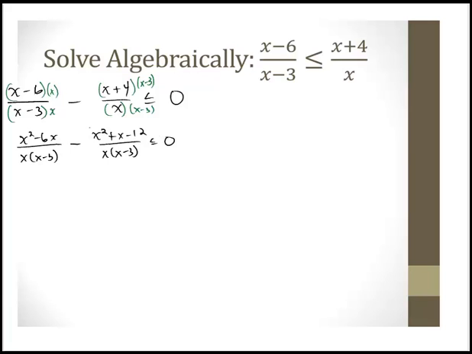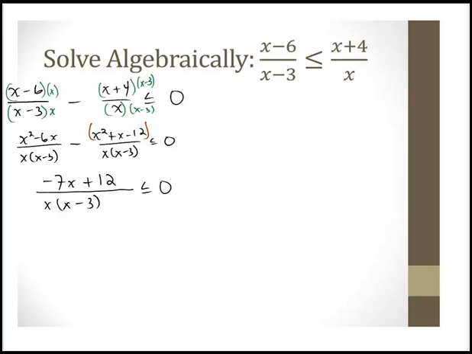Subtracting these fractions, and remember when I subtract, I'm subtracting the entire numerator, so I have to think distributive property there. I have the common denominator of x times x minus 3, and it's still less than or equal to 0. I have an x squared minus an x squared, so that's a 0. I have a negative 6x minus x. That's a negative 7x. And I'm subtracting a negative 12. That's a plus 12. So I have negative 7x plus 12 over x times x minus 3 is less than or equal to 0.